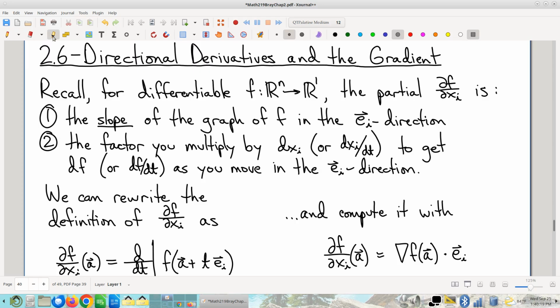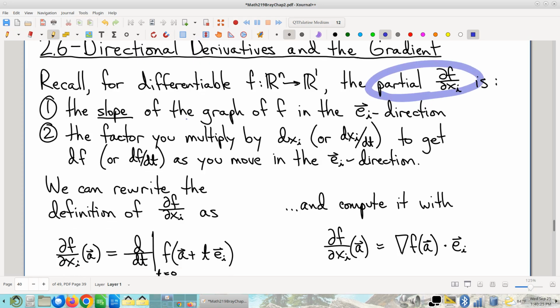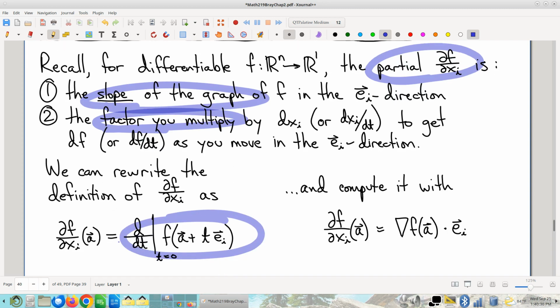So, partial derivatives. I'm not going to go through all these details again. We talked about it last time: slope of the graph. It's a multiplicative factor. It's something that you can write with this expression down here. Now, we've never explicitly done this before, but again, this is a nice little exercise, something to think about.